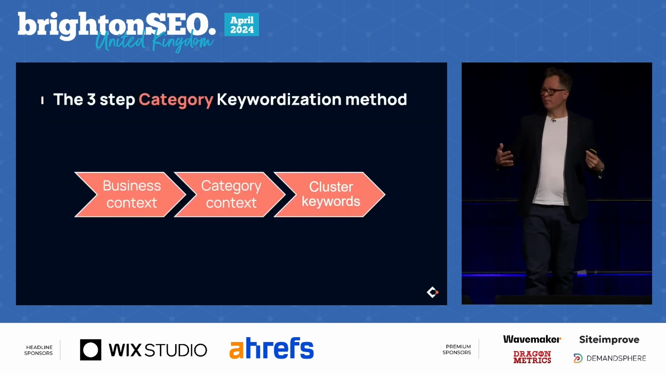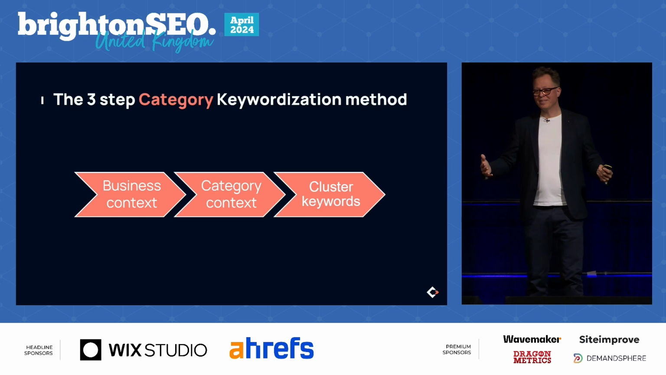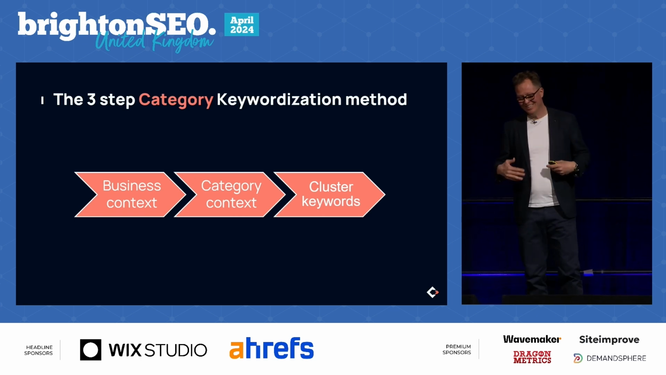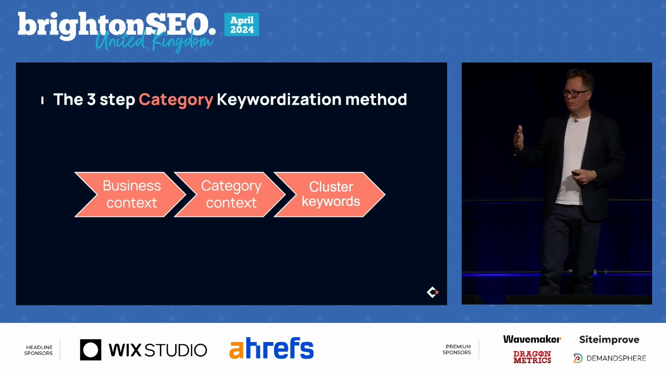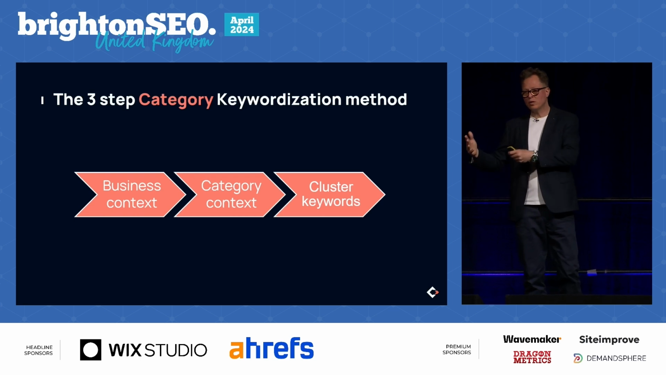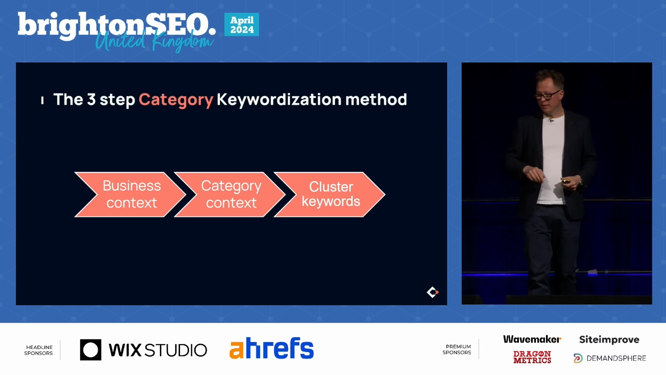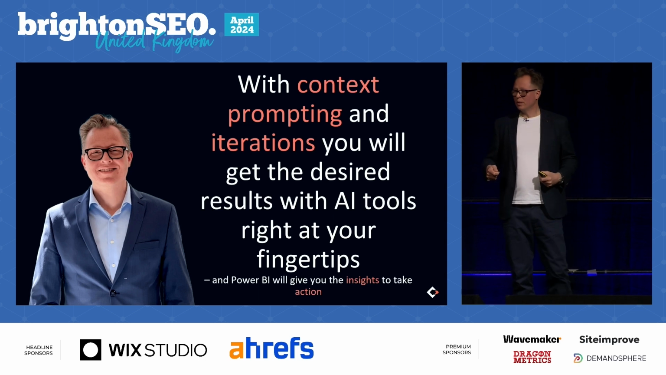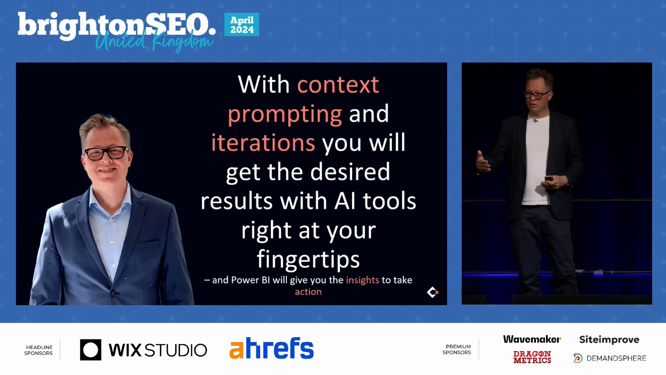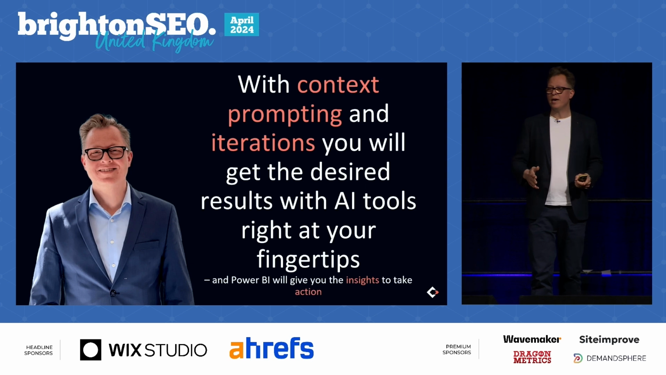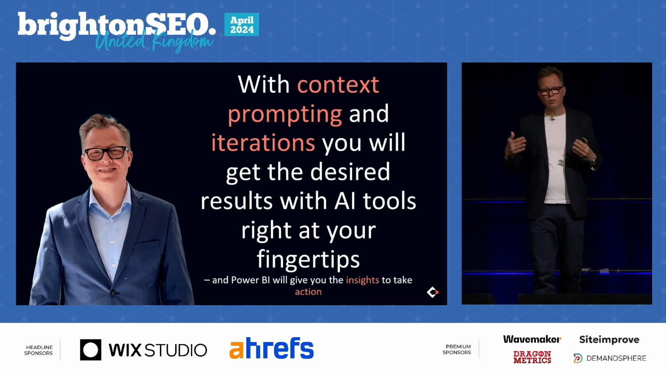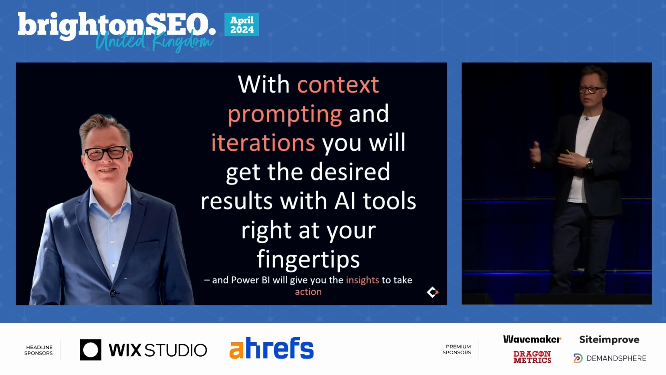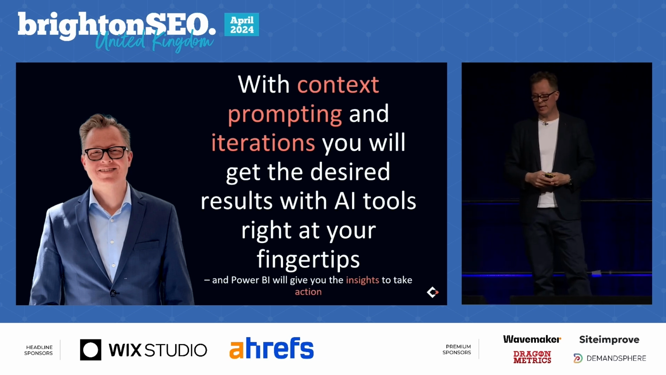So to sum this up, the category keywordization method, I will find a better term for it later, but for your understanding: teach your AI tool about your business, teach the AI tool about the different categories that you're working with, and then you can cluster the keywords. But remember here that this is a talk about if you want to handle an AI tool like this, you need to do context prompting and you need to do iterations to get that desired result. And then, of course, I would recommend that you use Power BI as a way to get the insights to take action.